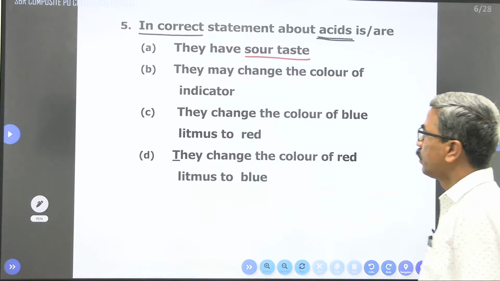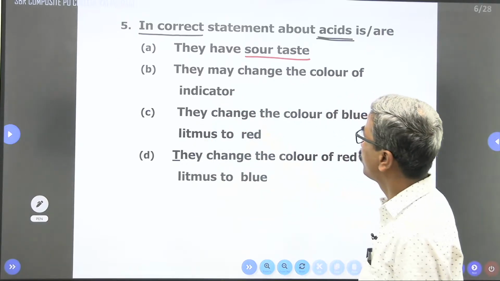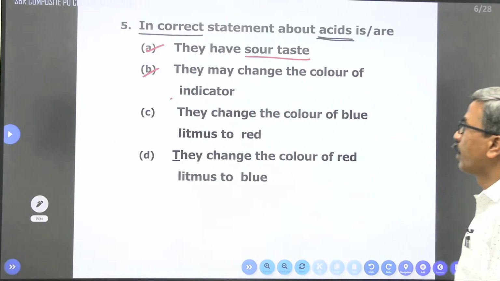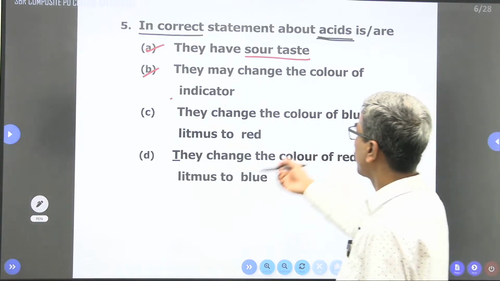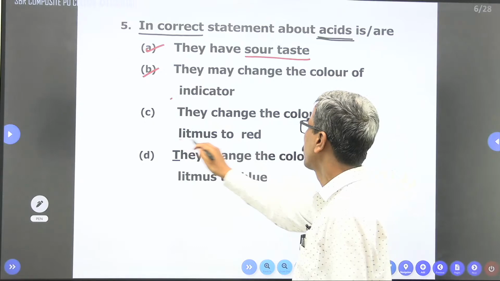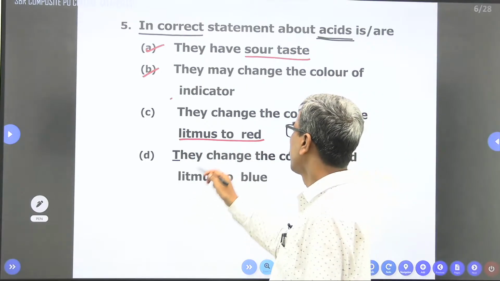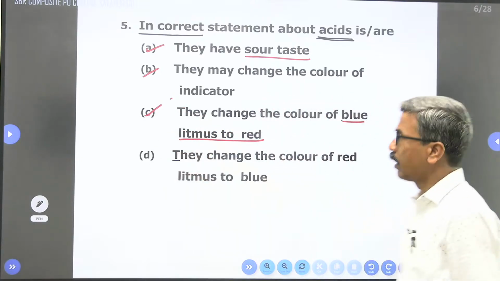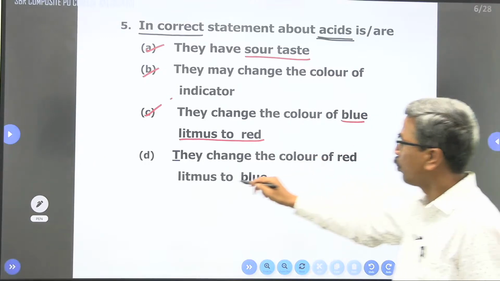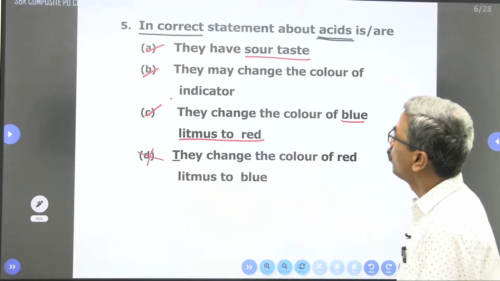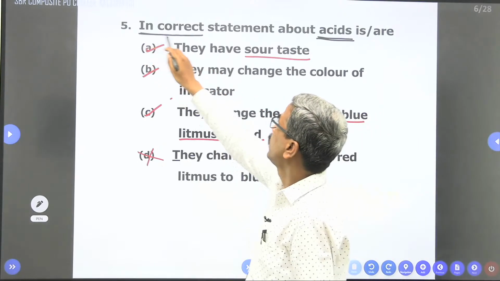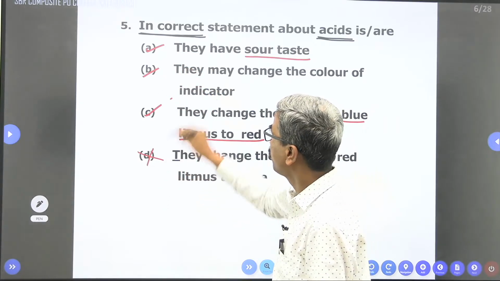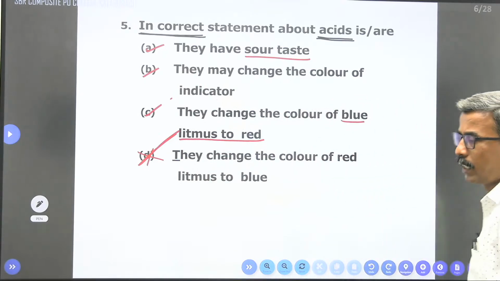Definitely they will change the color of an indicator, this is also correct, it is related to one property of acid. Already in the previous question, if the solution is acidic, it will turn blue litmus to red, this is also correct. Now if you compare this C and D, exactly they are reverse. This is correct, so this is going to be the wrong statement. The question asks which is the incorrect statement. Out of these, A, B, C are correct, this is wrong, that's why for question number 5, D is the correct option.